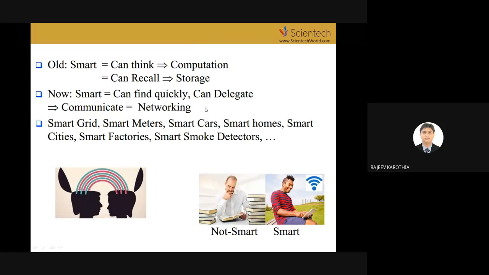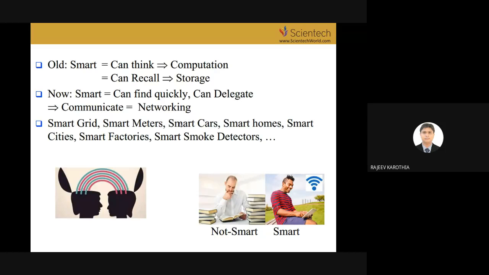So if we are talking about this new definition, it means if you want to make your device a smart device, you should give some capabilities like communication and networking. जैसे हम बोलते हैं ना आजकल एक स्मार्ट मार्केटिंग इंजीनियर चाहिए मुझे अपनी टीम के लिए. So how does this marketing engineer become smart?